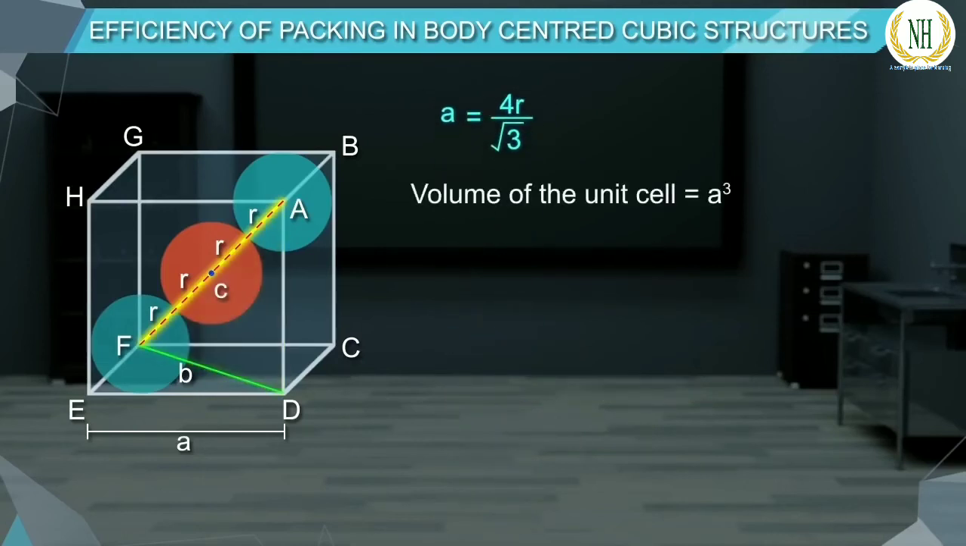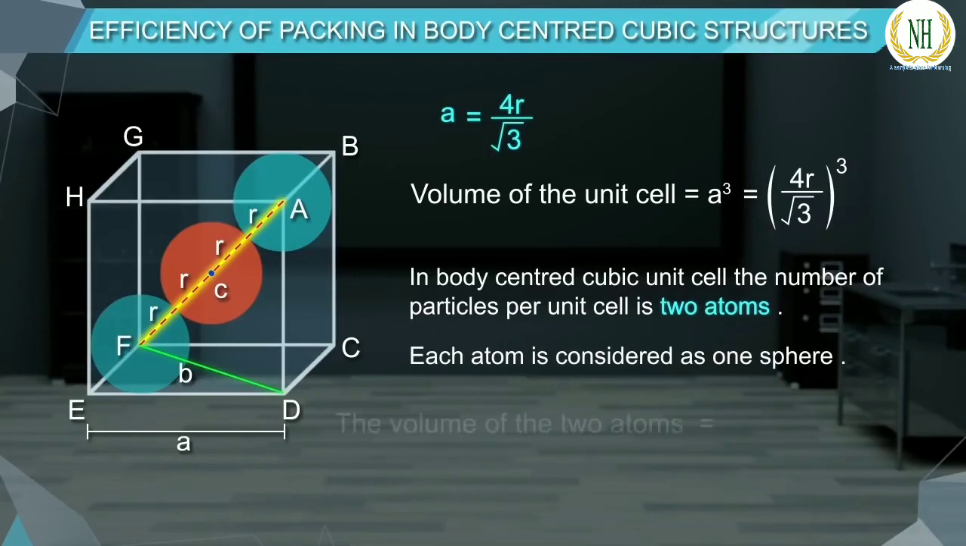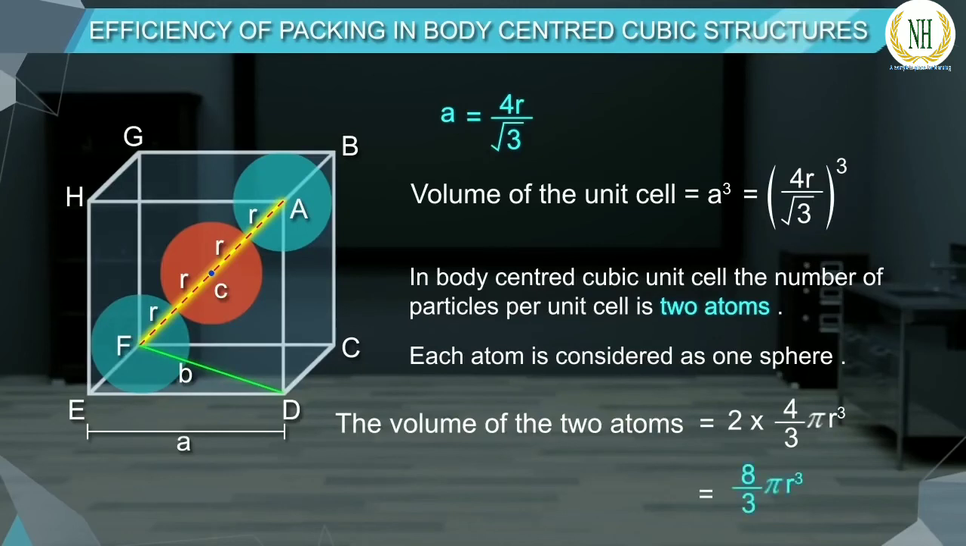Volume of the unit cell is equal to a³, which is equal to (4r by √3)³. In a body-centered cubic unit cell, the number of particles per unit cell is 2 atoms. Each atom is considered as one sphere. The volume of 2 atoms is equal to 2 times 4/3 πr³, which is equal to 8/3 πr³.